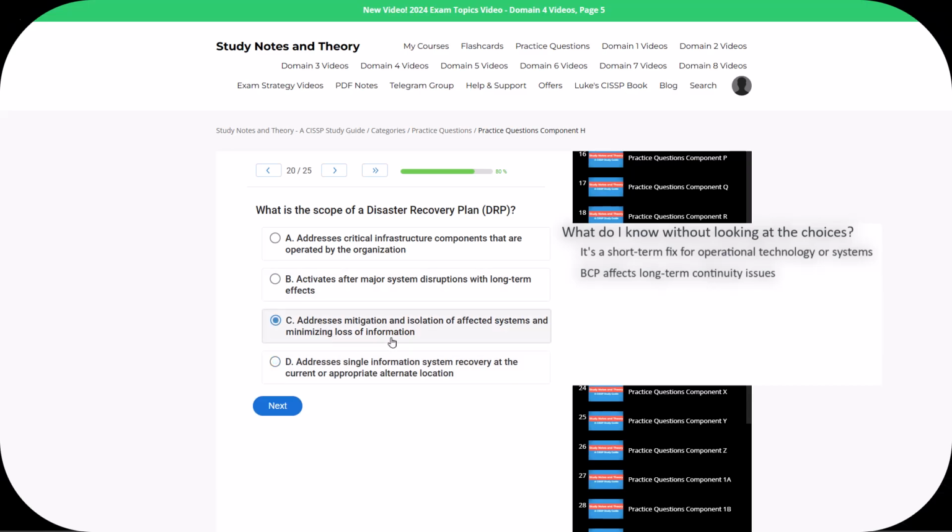Minimizing loss of information. While that's true, DRP focuses on recovering systems back, not minimizing loss of information. Actually, it does that too. Ooh, tricky question. Addresses single information system recovery at the current or appropriate alternate location. Choice D just sounds weird, so I'm going to eliminate choice D. I'm left with three choices. Addresses critical infrastructure components that are operated by the organization. I'm going to say that's the answer, because DRP is about technology and addressing short-term disasters of the infrastructure. I'm going to say A.